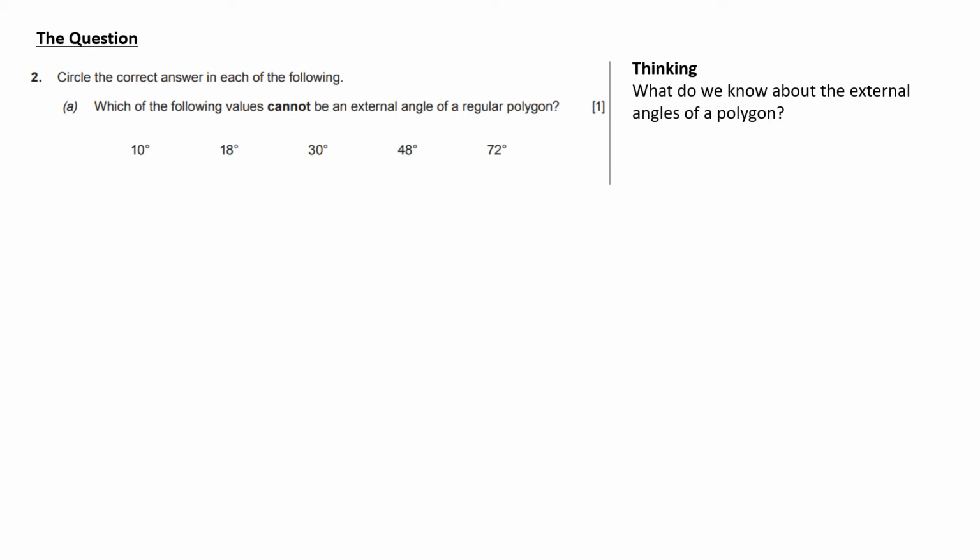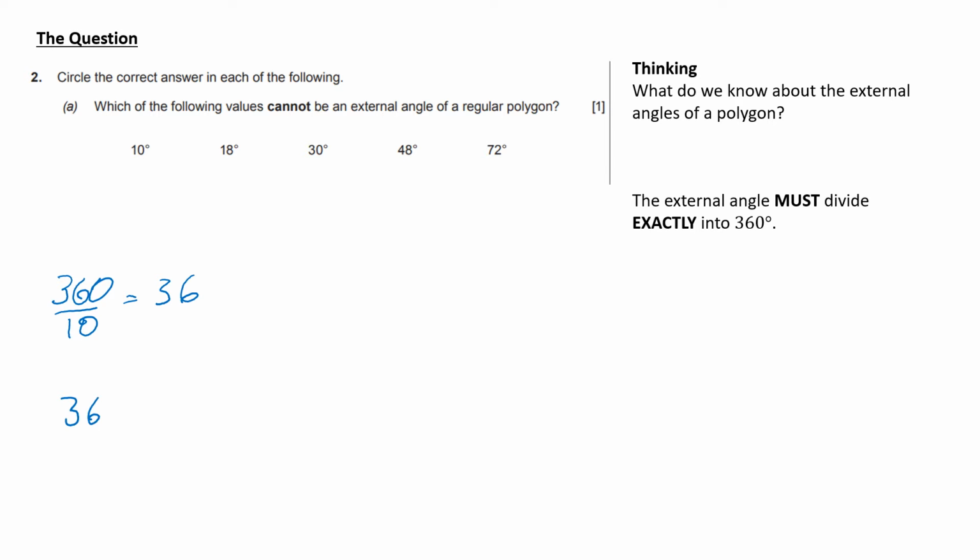Now, first of all, what do we know about the external angles of a polygon? Well, what we know is that they must divide exactly into 360. So if we take each one of these angles in turn, we've got 360 divided by 10 is 36. 360 divided by 18 is 20. 360 divided by 30 is 12.